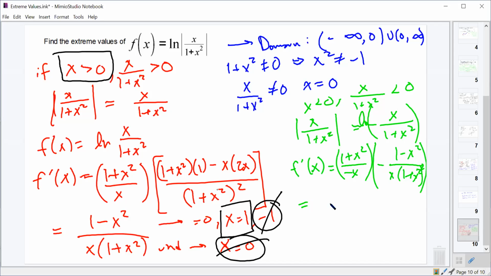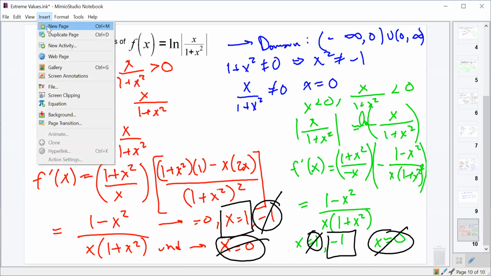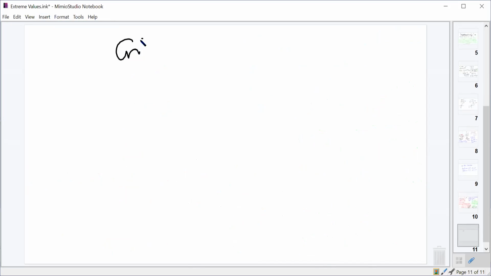And we end up with the negatives canceling: 1 minus x squared over x times 1 plus x squared, giving us the exact same values, x equals 1, negative 1, and 0 for undefined. Good or no? We could still ignore x equals 0 because it's not in the domain. And for x less than 0, now we'll ignore the 1, and we'll just have another critical value of negative 1. Does that make sense to everybody? So we have critical values of x equals positive and negative 1. Any questions or issues with that so far?